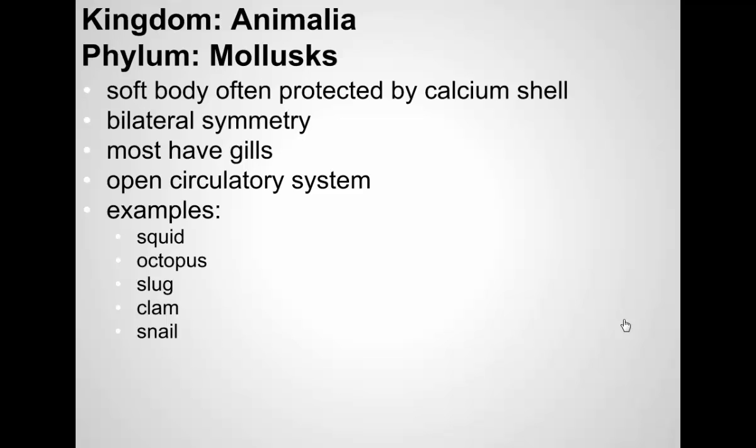Most of them have gills for breathing in the water. Most of these are aquatic, but not all of them. They have an open circulatory system, which means their blood is not contained within vessels, but sort of in a cavity within its body. That's called an open circulatory system, versus other types of animals that have a closed circulatory system where blood travels through vessels.